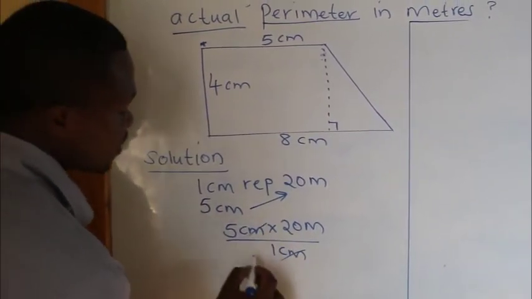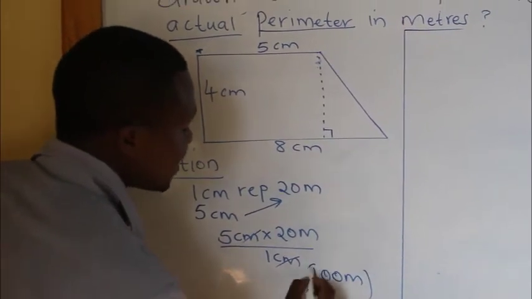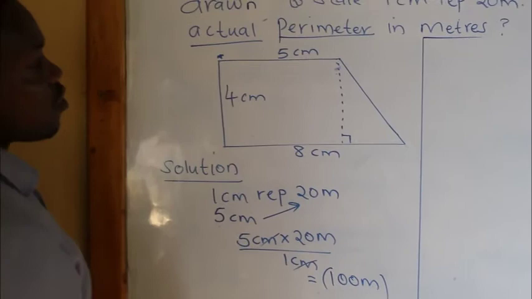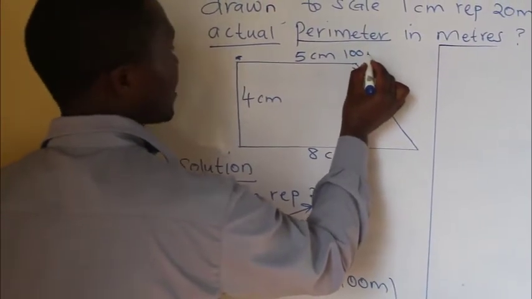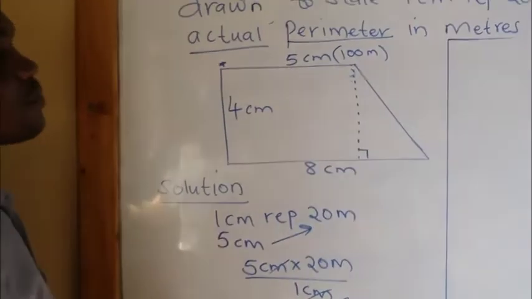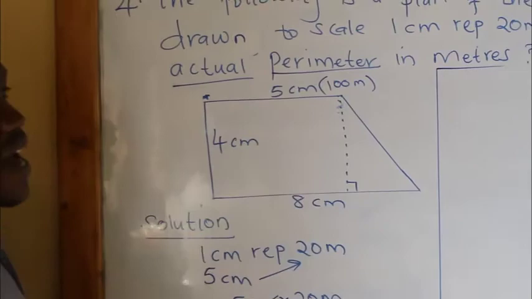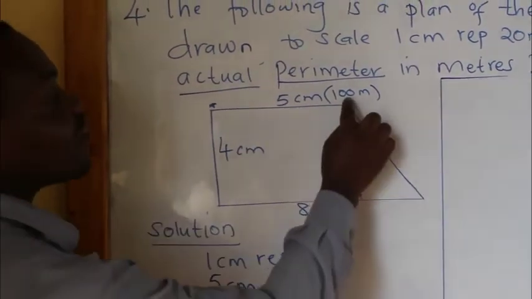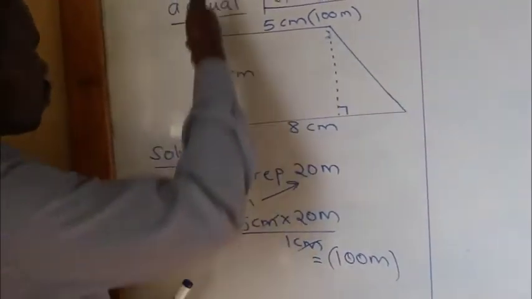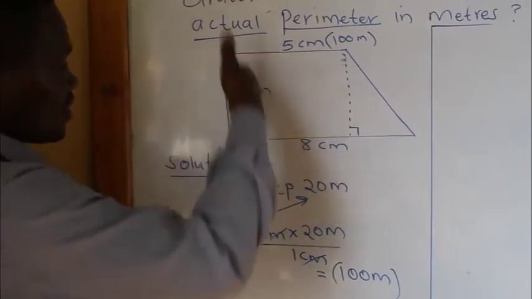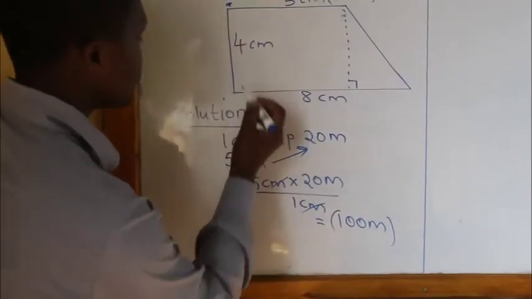Like that. So 5 times 20, you'll have 100 meters. What I always recommend is that you write that one in brackets, 100 meters in brackets. So what does this mean? The 5 centimeters that was drawn on a piece of paper is equal to the length of 100 meters, which is a real length. So we do the same thing here with 4, 8, and so on.